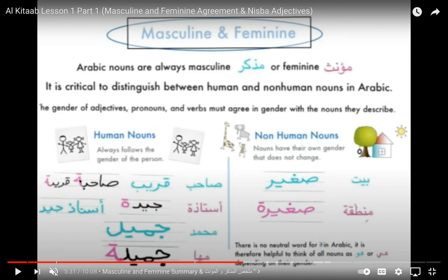See here, we have this ta marbuta and we have another style of the ta marbuta. They are the same, but this one we write like a circle with two dots on top because we cannot connect the dal with the ta. Here I can connect the ba with the ta. So this one looks different than this one. Okay? Example: قريبة.